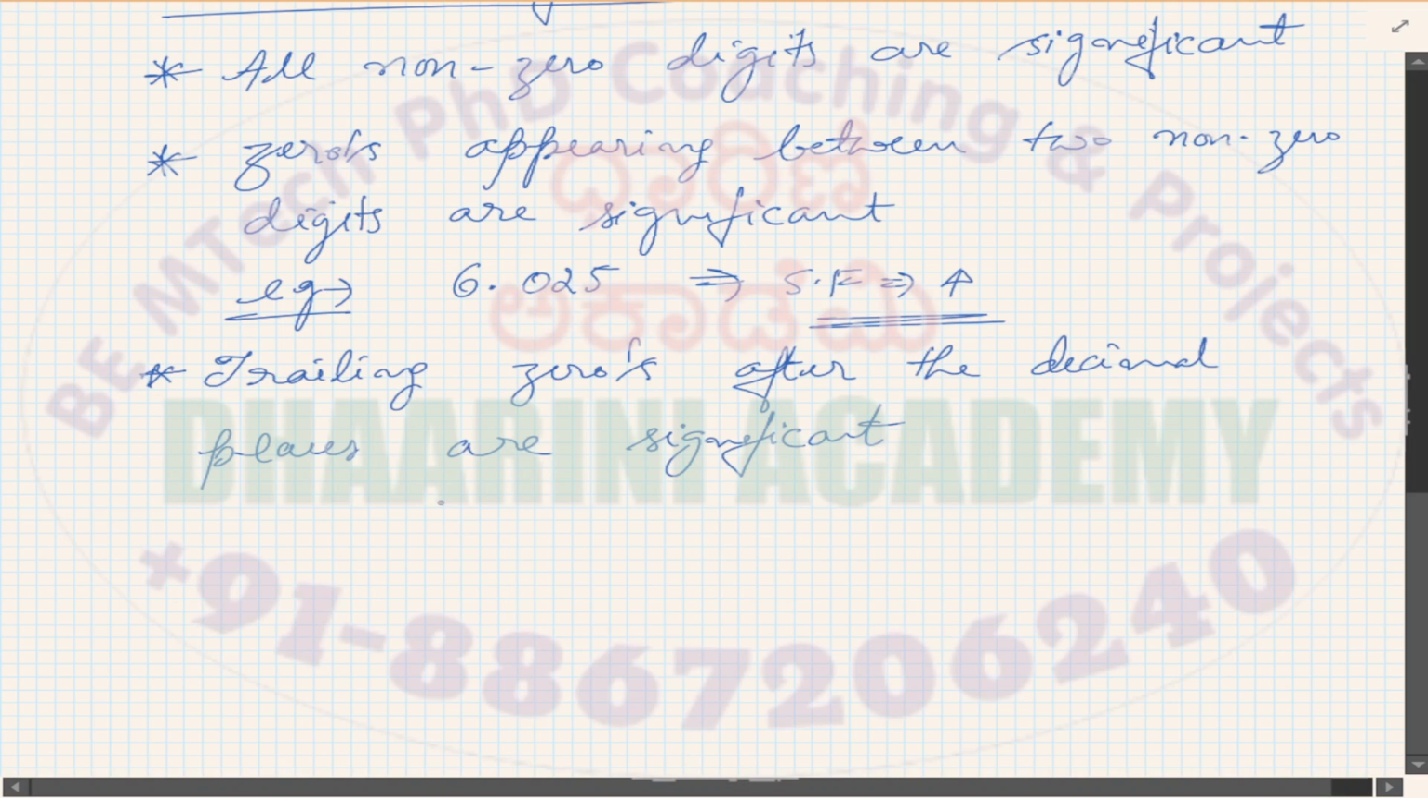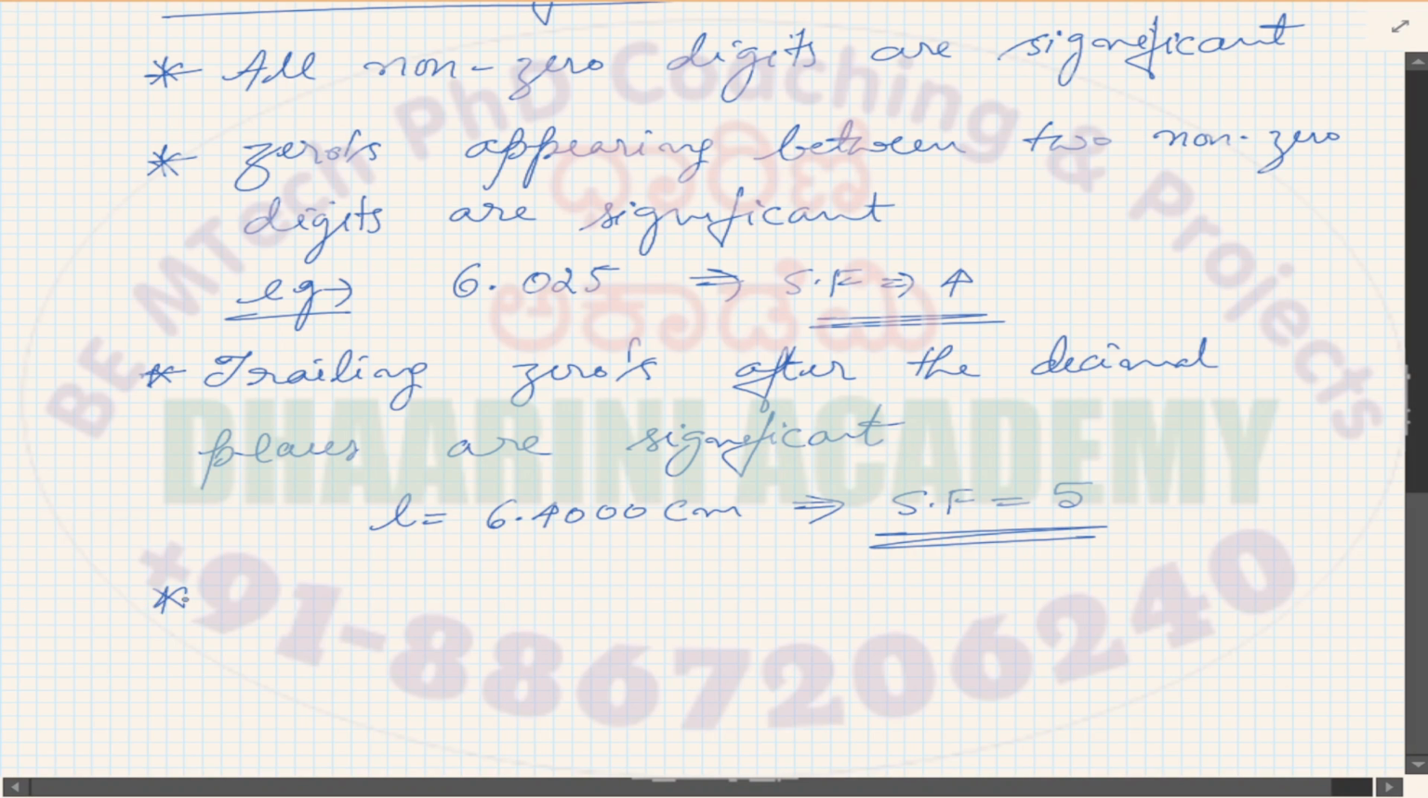Okay, for example, this is a very important rule. If I write L is equal to 6.4000 centimeters, this rule says that after this decimal point, if you get some zeros, they are also important, they have to be considered. So the significant figures in this case is equal to 1, 2, 3, 4, 5. After the decimal place, whatever zeros will come, we need to count that.